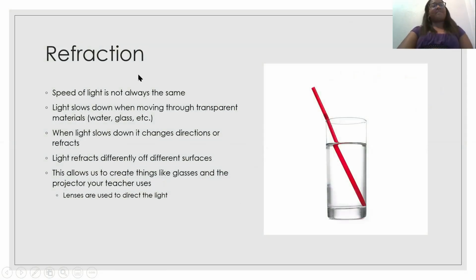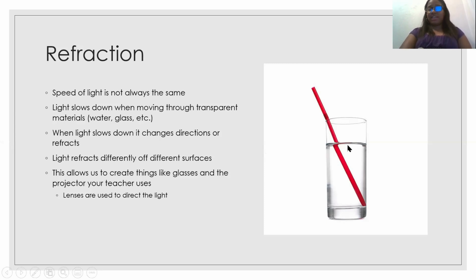Now we're going to talk about refraction. This has to do with the speed of light. The speed of light is not always the same. It slows down when it moves through transparent things, like glass, water, oil, even oil your mom or dad might use for cooking. When light slows down, it tends to change direction, or refracts.